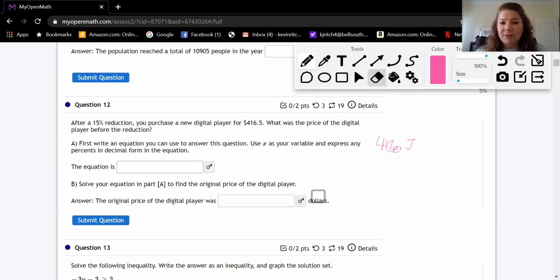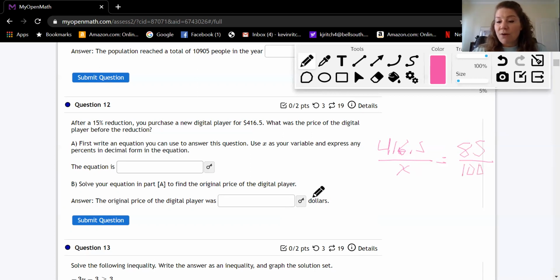So anyway, we don't know the full price, so that's our x. But we do know that whatever this full price is, they took 15% off of it. So if I take 15% off of anything, what percent is left? Well, 85%. So I know that this sale price is 85% of the original price.